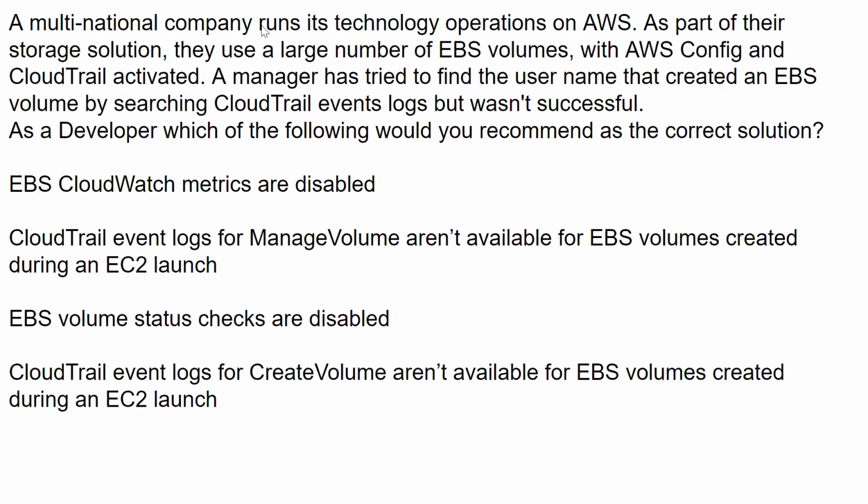A multinational company runs its technology operations on AWS. As part of their storage solution, they use a large number of EBS volumes with AWS Config and CloudTrail activated. A manager has tried to find the username that created an EBS volume by searching the CloudTrail events log, but that wasn't successful. Which of the following would you recommend as the solution?